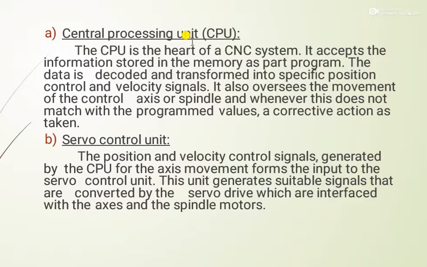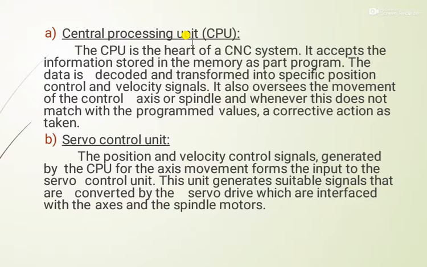It accepts the information stored in the memory as a part program. The data is decoded and transformed into specific position, control and velocity signals. It also oversees the movement of the control axis or spindle, and whenever this does not match with the programmed values, corrective action is taken.